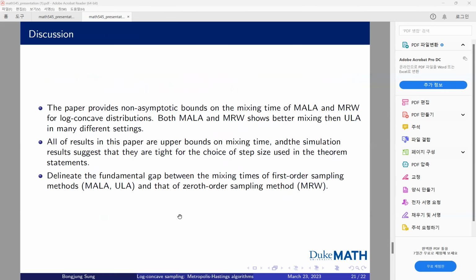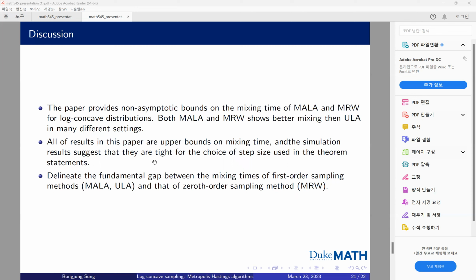So to wrap up, we see that the paper provides non-asymptotic bounds on the mixing time of MALA and MRW for log-concave distributions, and both MALA and MRW show better mixing time than ULA in high dimensions. All of the results in this paper are upper bounds of mixing time, and the simulation results suggest that they are tight for the choice of test cases using the theorem statement, which further motivates future research directions.